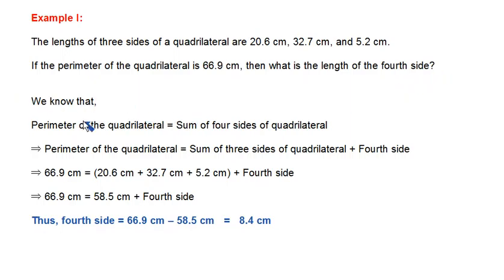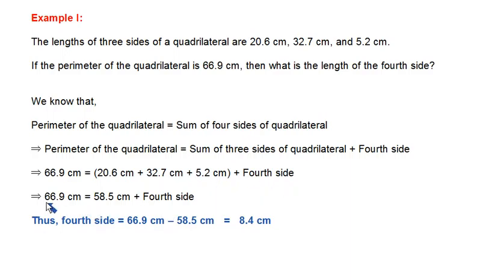We know that the perimeter of the quadrilateral is equal to the sum of the 4 sides of the quadrilateral. So the perimeter is equal to the sum of the 3 given sides plus the unknown fourth side. So 66.9 cm, this is the perimeter of the quadrilateral, is equal to 20.6 cm, that is the first side, the second side plus the third side plus the unknown fourth side.